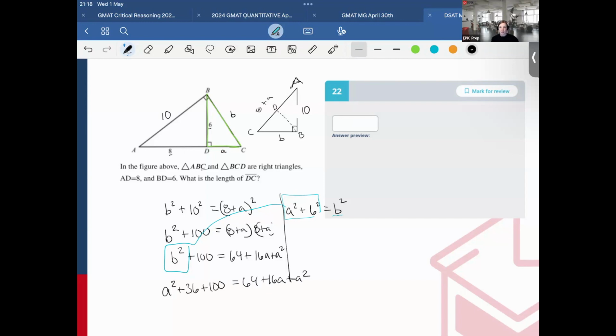So subtract the A squareds from each side, they cancel. Subtract the integers, so it'd be like 136 minus 64, 72 equals 16A, and then divide by 16, and I get that 4.5 is equal to A. And the A value was what I labeled DC, so that would be the answer to type in here.